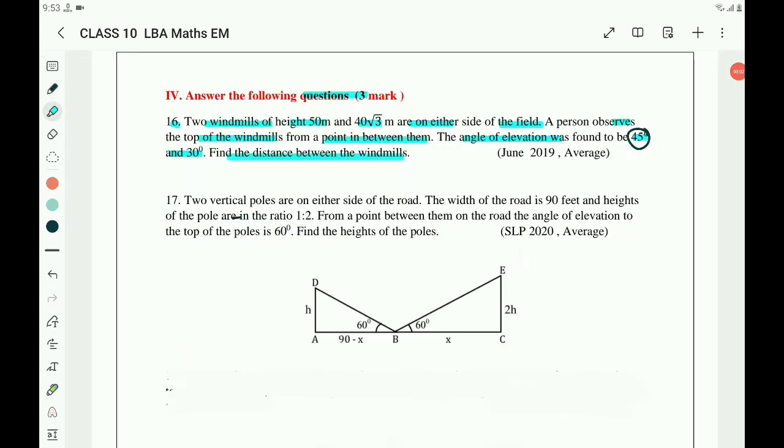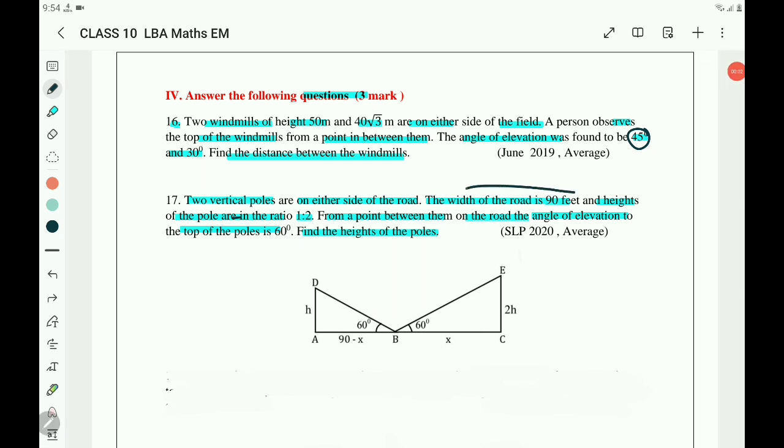Then you take the 17th question. Two vertical poles are on either side of the road. The width of the road is 90 feet and heights of the pole are in the ratio 1:2. From a point between them on the road, the angle of elevation to the top of the pole is 60 degree. Find the height of the poles. Here try to understand the question clearly. What is given? Two poles are there and heights of the poles are not given. We have to find the heights of the poles and the distance between the poles are given here.